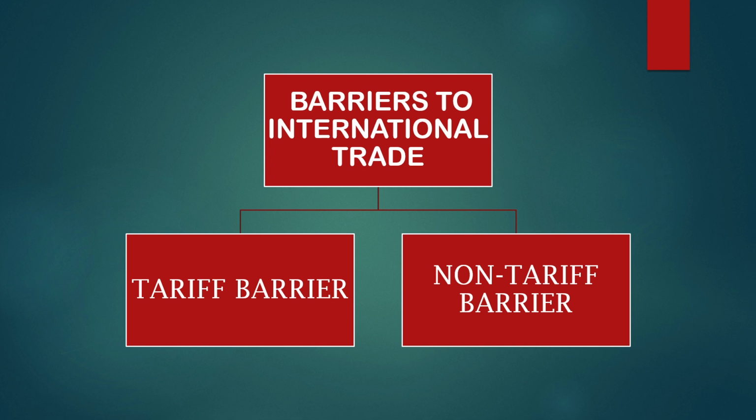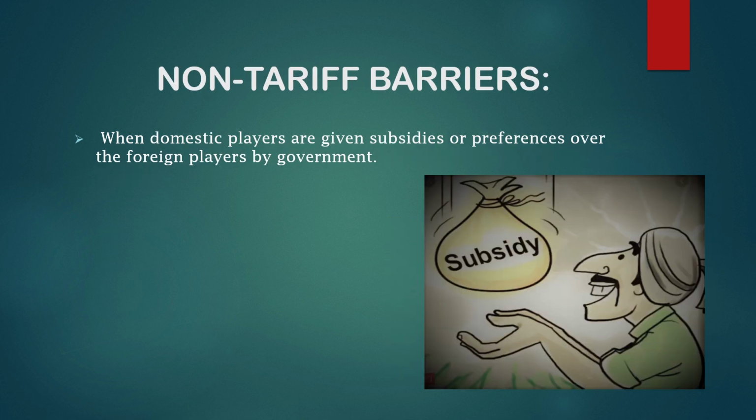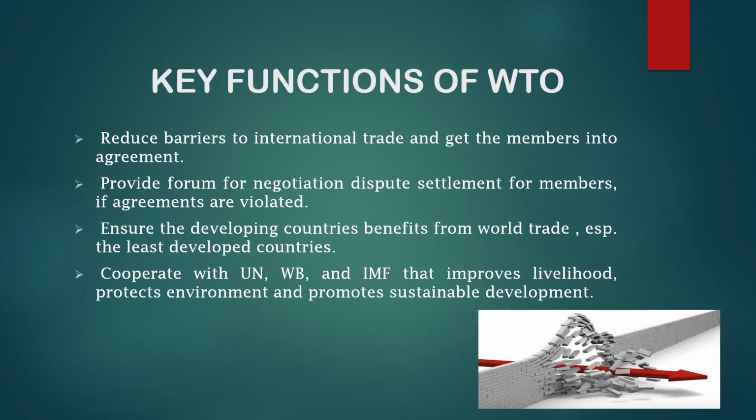Barriers to international trade. There are two types of barriers, tariff barrier and non-tariff barrier. Tariff barrier. When the government imposes heavy import duty or customs duty on foreign products, imports reduce and it protects the domestic players from foreign players. Non-tariff barriers. When domestic players are given subsidies or preferences over the foreign players by the government, it is called non-tariff barriers.